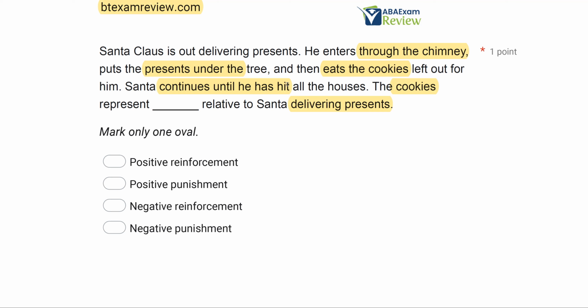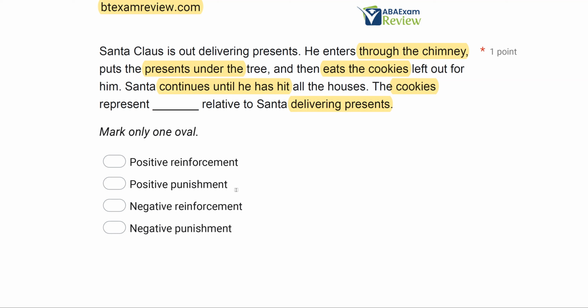So when we have a consequence that is increasing or maintaining a behavior, in this case, delivering presents or putting presents under the tree, what do we consider that? We consider it reinforcement. When Santa puts the presents under the tree, he gets the cookies. And so he's doing this at all the houses because when he puts them under the tree, he gets to eat cookies. So cookies representing reinforcement. Now, is it positive or negative? Well, Santa eats the cookies, so he's getting the cookies. Therefore, it's adding to the environment. It's going to be positive. So the cookies are representing positive reinforcement relative to Santa delivering presents.